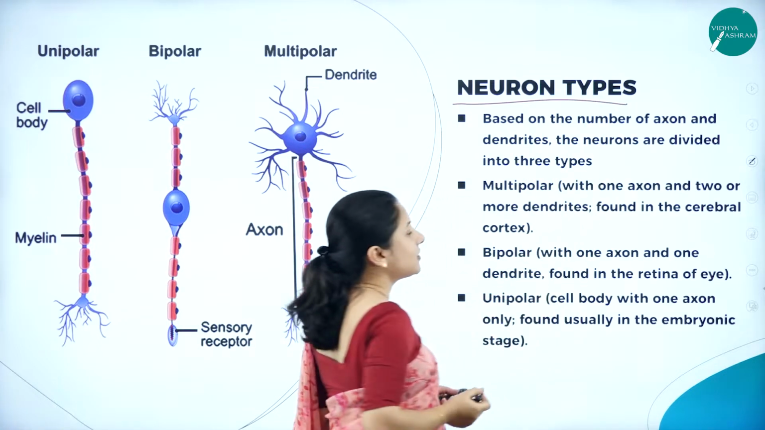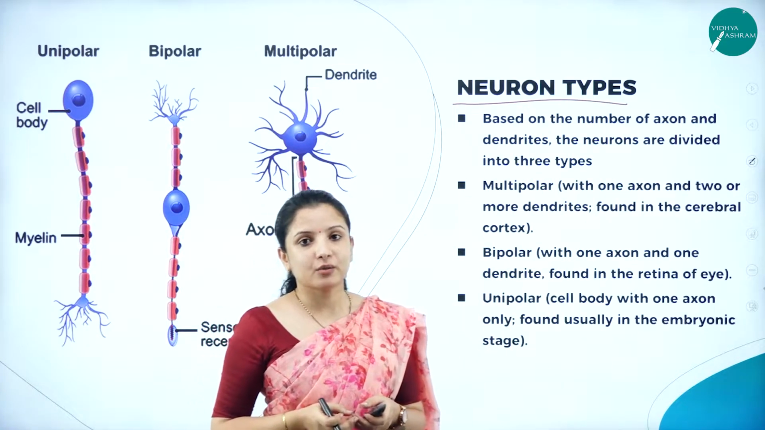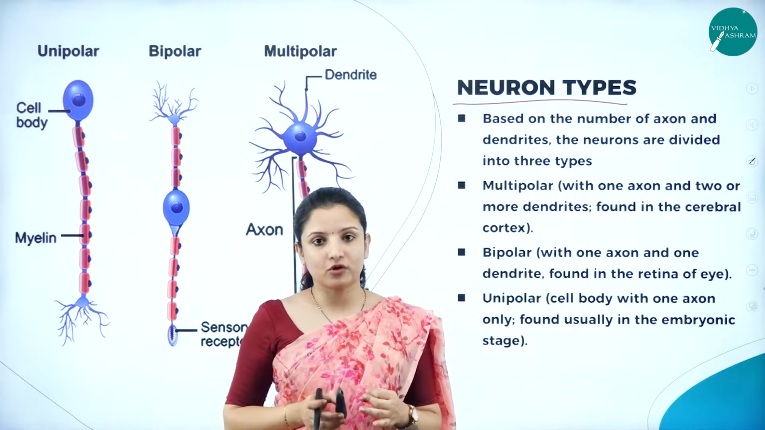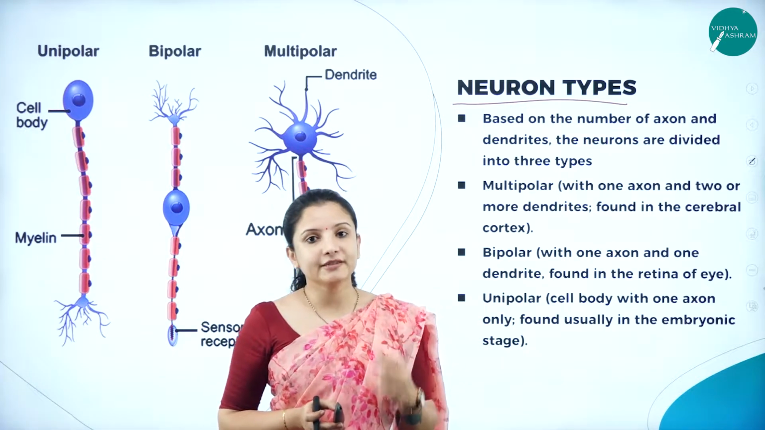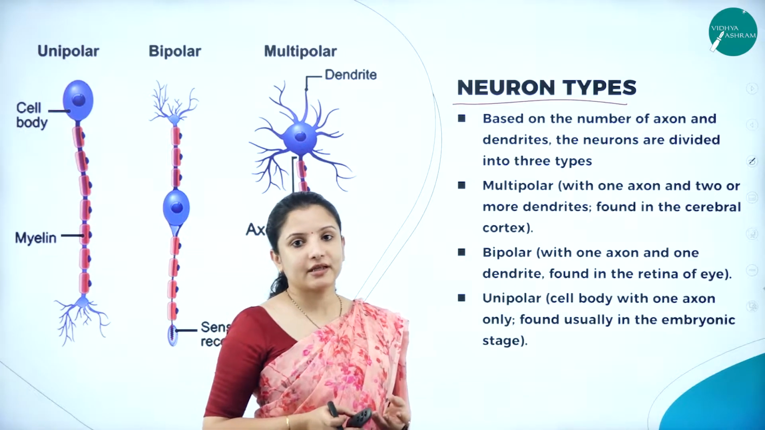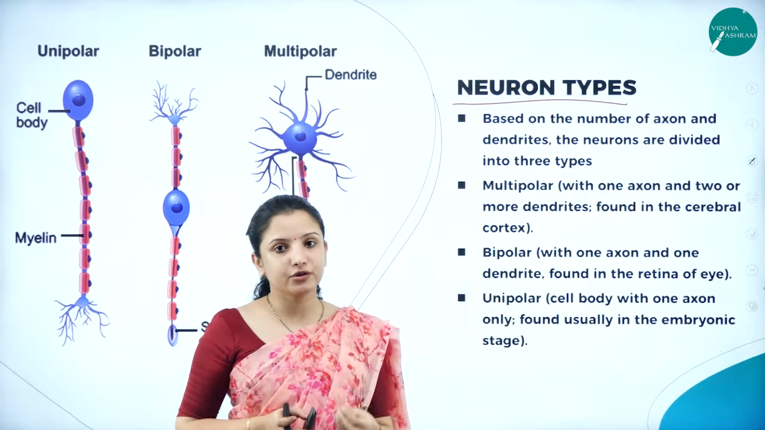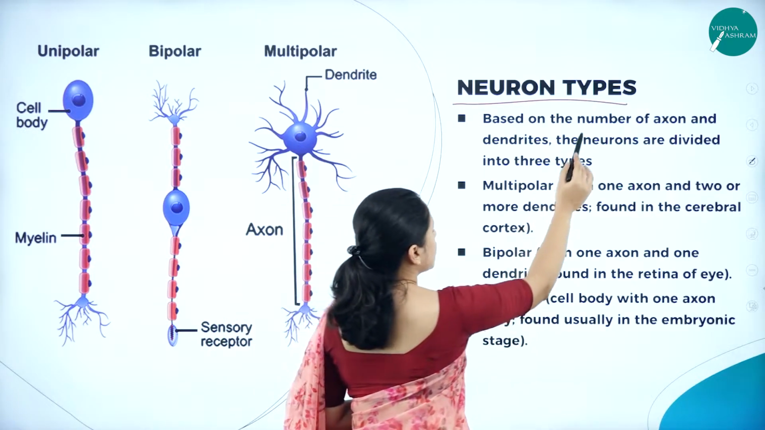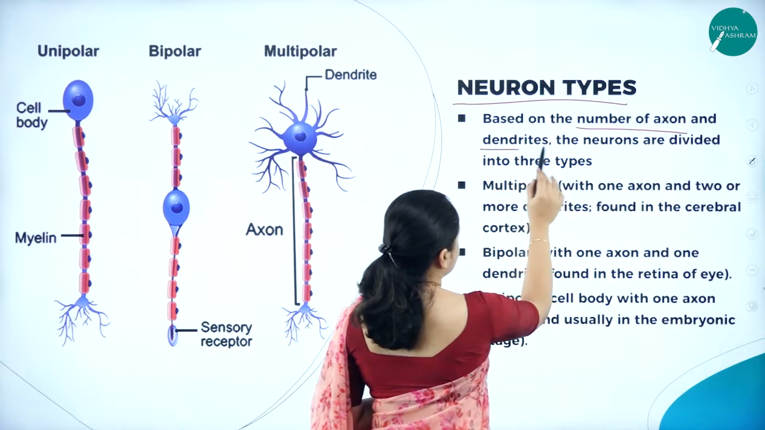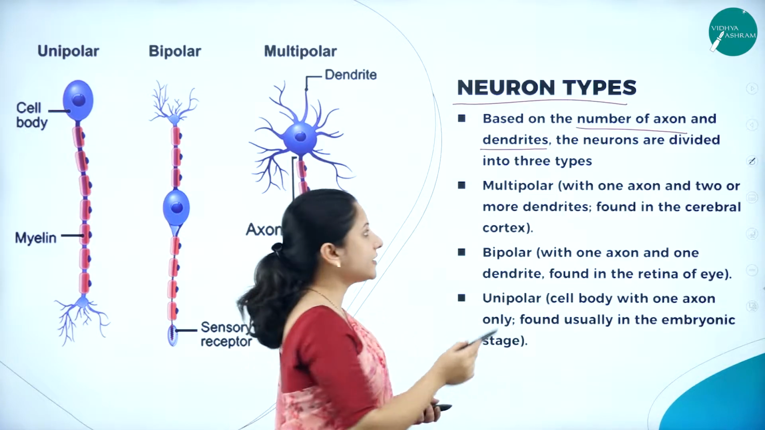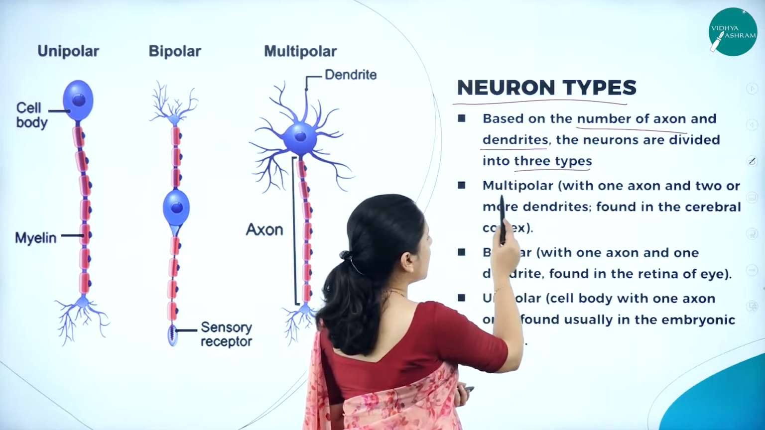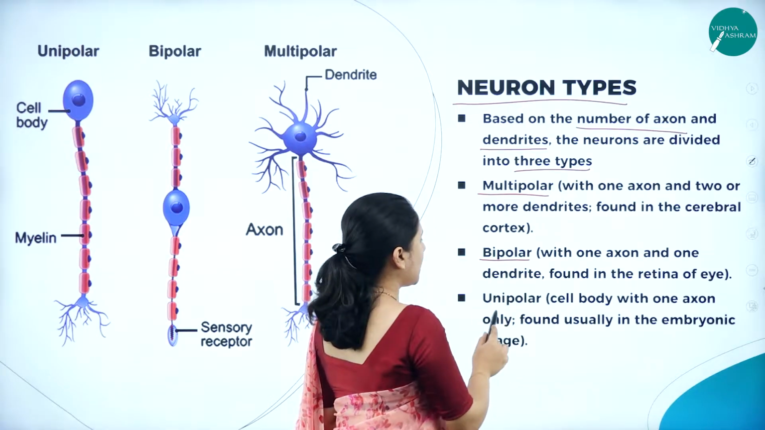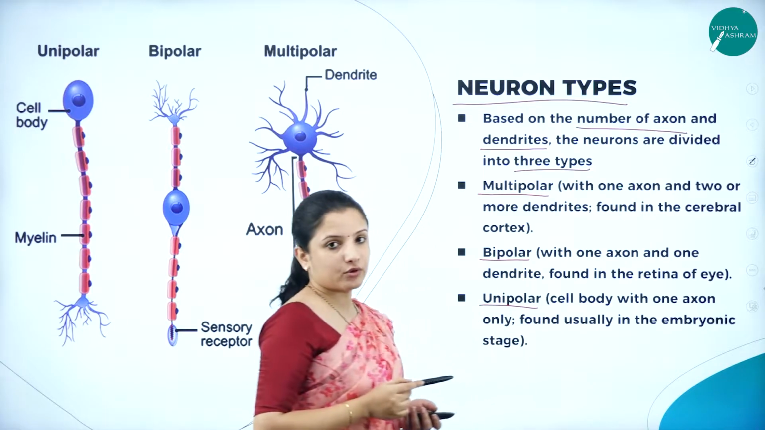So we knew that the neuron is made up of axon, the dendrites and the cell body, three parts, right? So here, based on the number of axons and the dendrites, the nerve cells or the neurons are classified into three important types. So based on the number of axon and the dendrites, the neurons are divided into three types. One is called as the multipolar neuron, the other one is bipolar, and one more is the unipolar neuron.